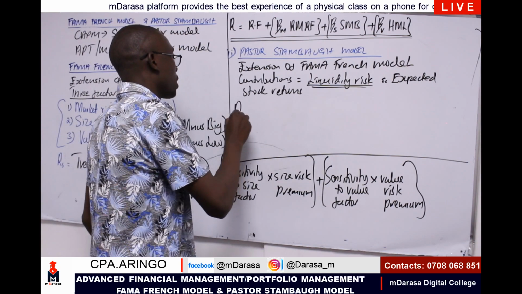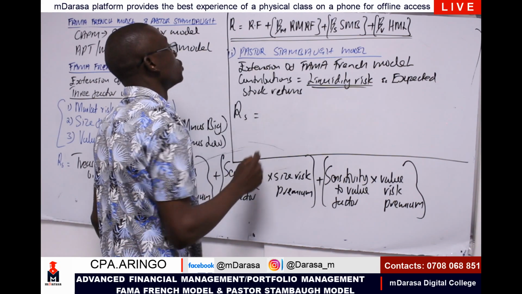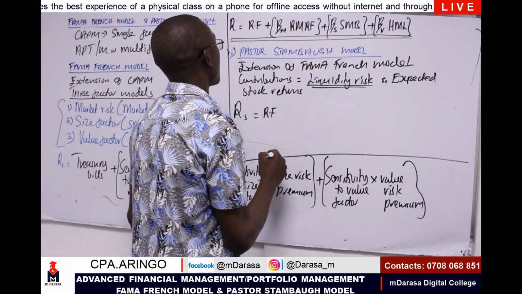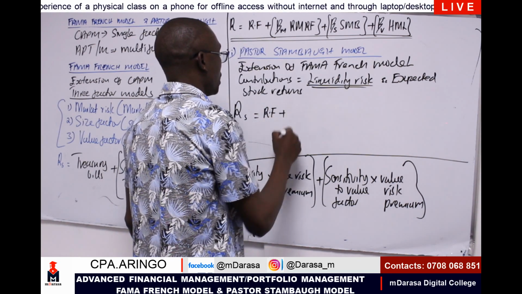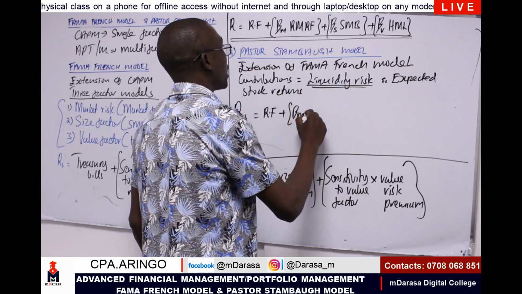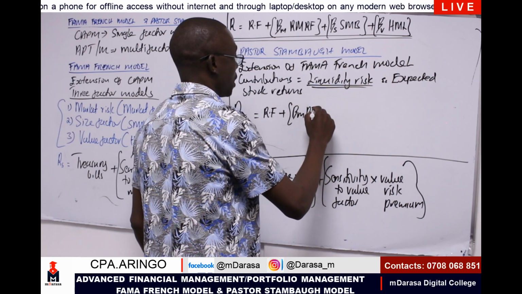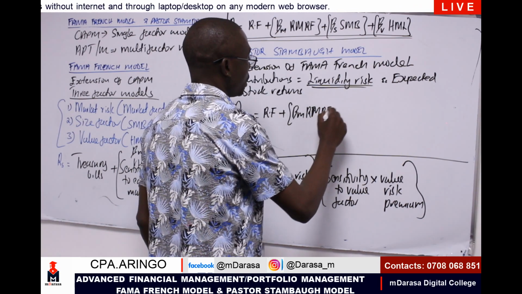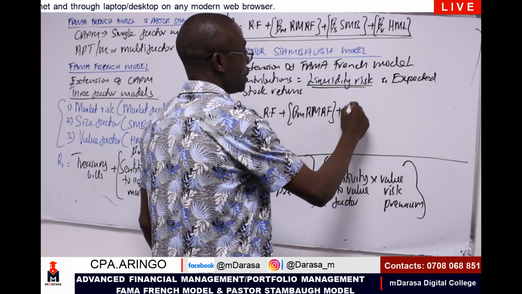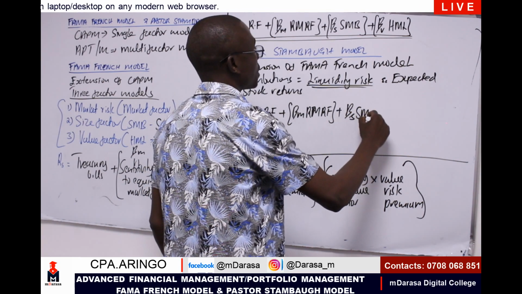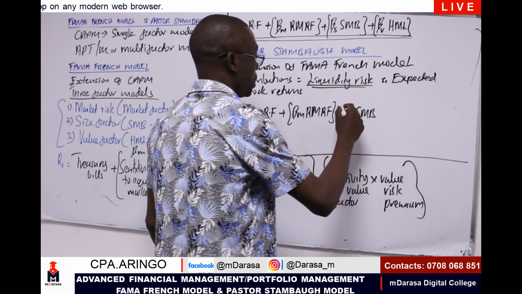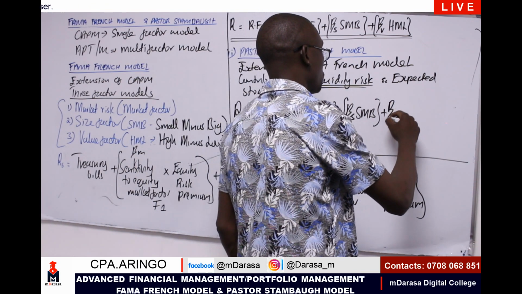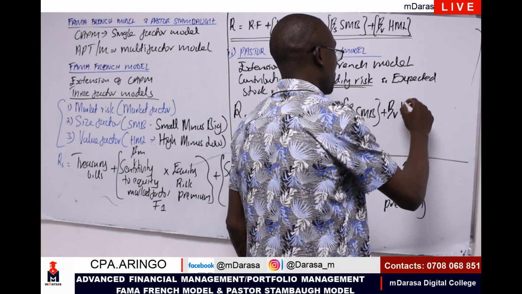So they suggested that, to determine the return of our security or of our portfolio, we should have the same concept, an extension of our past Fama-French, whereby I'd have the risk-free rate plus the beta of the market times the risk premium of the market, that is, return of the market minus risk-free. Then we add the beta of the size factor, SMB, small minus big. The third factor is the value factor, so the beta of the value factor times HML.